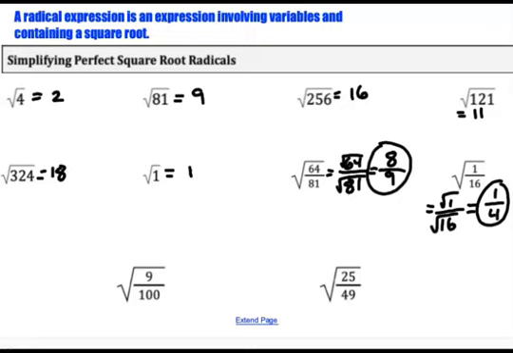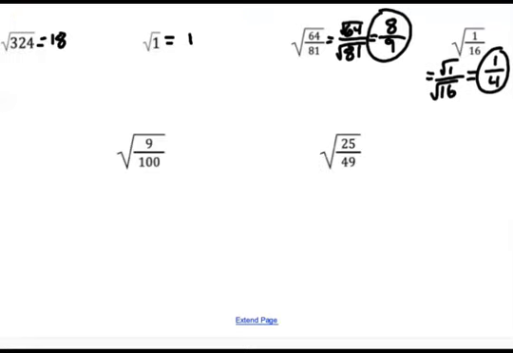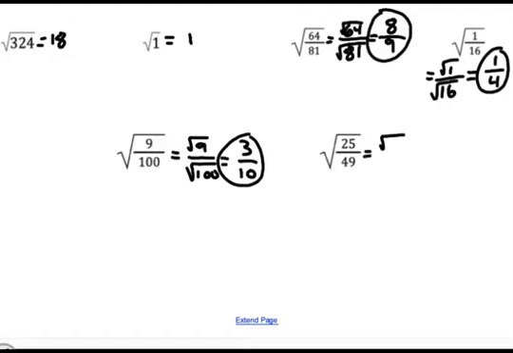You can try the next one on your own. They're not any different. You can pause the video, give those a shot, and then hit play when you're done. So the square root of 9 over 100, you can just write as square root of 9 over square root of 100. The square root of 9 is 3, and the square root of 100 is 10. So this simplifies all the way down to 3 over 10. And then the last one, square root of 25 over 49. First step, split up the square roots. Second step, evaluate. The square root of 25 is 5. The square root of 49 is 7.